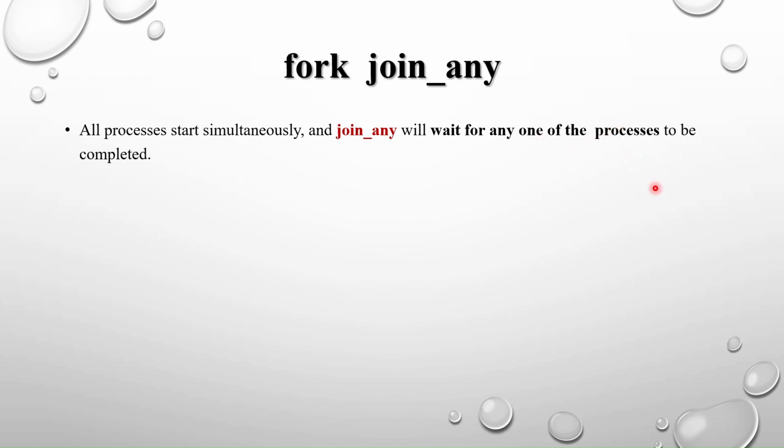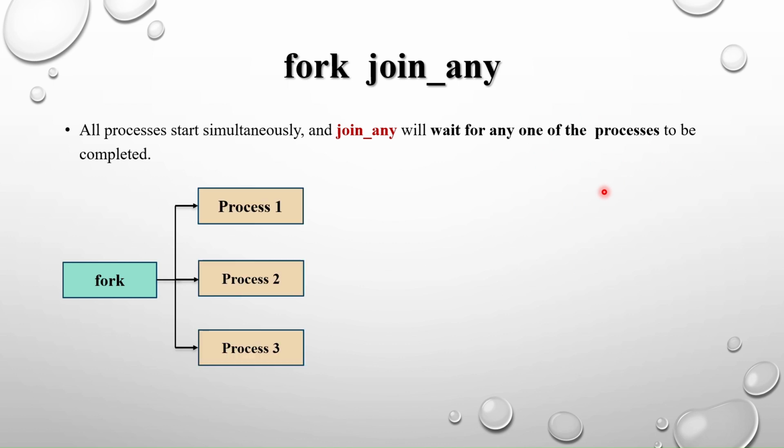If a process has the minimum amount of time, that will be completed first, right? So after the completion of that process, it will come out of the block. That's the only difference. Here, after the fork statement, we have three processes inside the fork, same example, okay? Here process 3 is completed first, so it comes out of the block. It is not waiting for process 1 and process 2 to be completed.